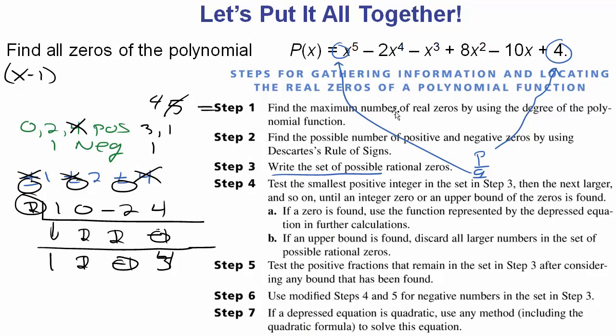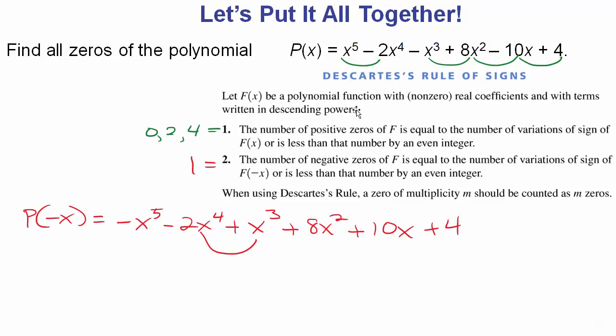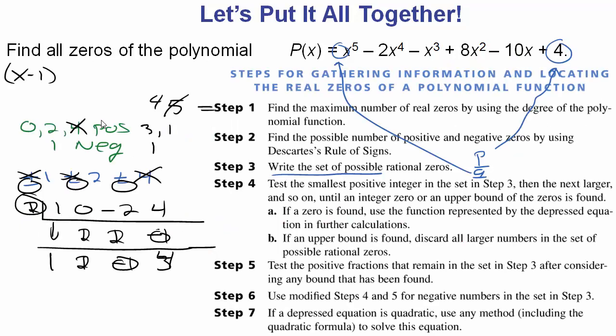So the first thing we do is we find the maximum number of zeros by using the degree. So the degree of 5 tells us there's 5 total. Then find all possible numbers of positive and negative zeros using Descartes' rule. If you don't remember Descartes' rule, we'll remind ourselves here. We look at how many times the signs change, 4. Then we plug in negative x and see that it only changes once. So there's a total possible of 4, or we subtract by evens, so 4 minus 2 and then minus again, right? So there's either 4, 2, or 0 positive zeros, and there has to be 1 negative, right? Because you can't subtract 2 from it.